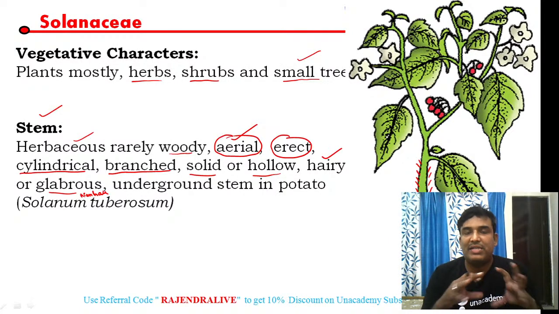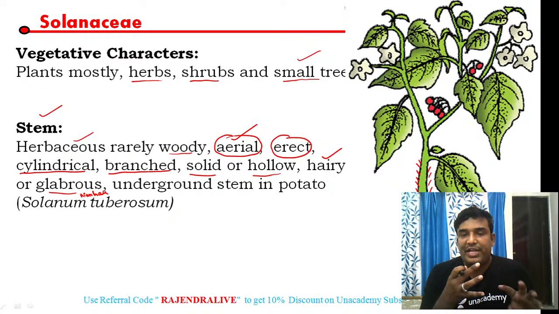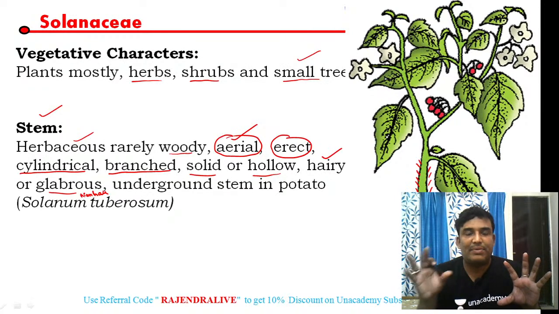So if you see the stem of these particular Solanaceae members, it is herbaceous and rarely woody in nature. It is aerial, erect and cylindrical. It is branched. It is solid in case of few stems and hollow in case of few stems. On few stems you have hairy-like structures present, and in few stems those hairy-like structures are absent.